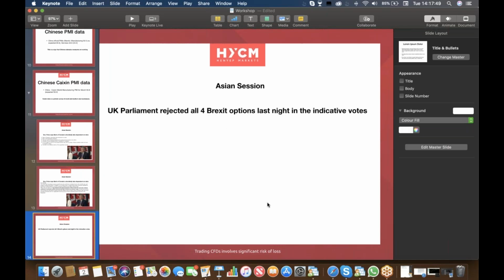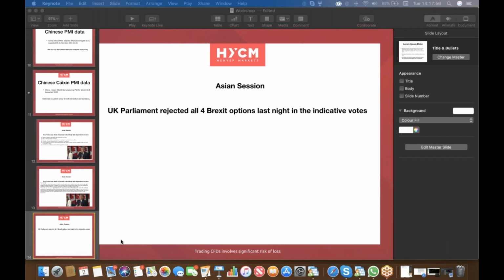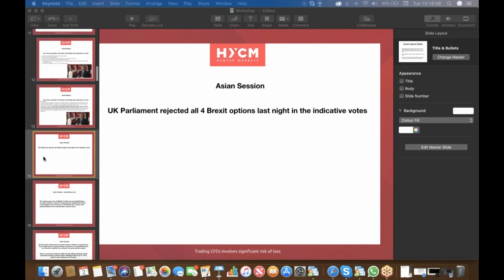Okay, we also had, and it's impossible to miss this event that's going on in the market, and that is UK Parliament. It rejected all 3 Brexit options last night in the indicative votes. So there was a series of options that the UK Parliament might go down, and they rejected every single one of them. I've seen a funny meme on the internet, and when Britain is asked to choose on different options about Brexit, all it says is no, no, no, and no.